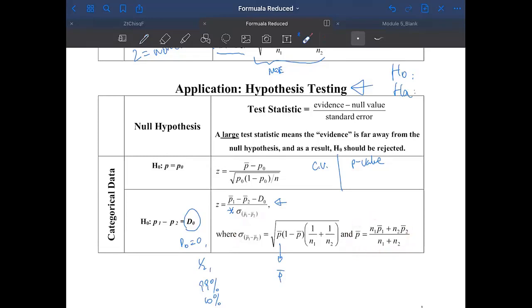So what I'm trying to say here is, to find the test statistic, you have to find a P bar first, and then you find a sigma, and then you find a Z-score. So there are three steps here. You find the P bar, which is given right here, and then you find a sigma, and then you find a Z-score.